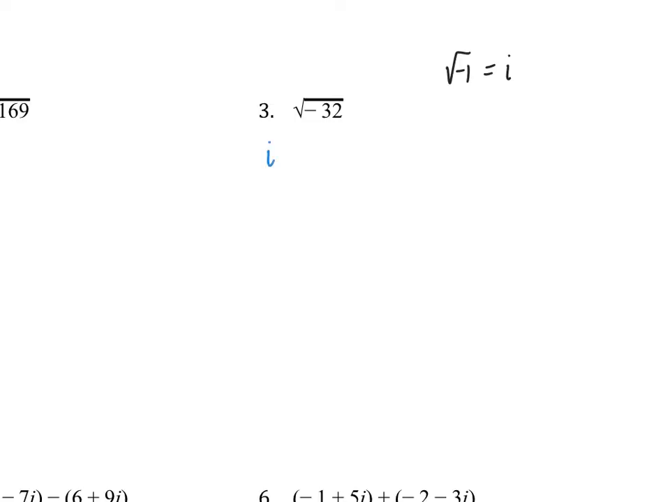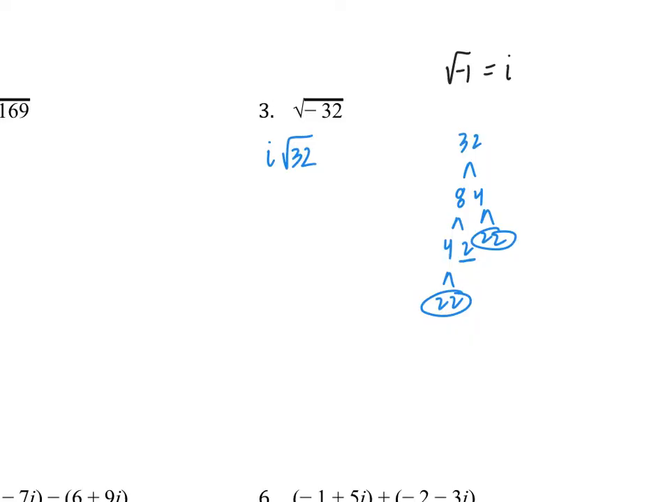So I'm going to say i square root of 32. Anytime you see the square root of a negative number, you're going to go ahead and take out an i, because we know that the square root of negative 1 is equivalent to i. Then from there, I'm going to use a factor tree to simplify 32 if I can. So I've got 8 times 4, 4 times 2, 2 times 2, and 2 times 2. I'm going to circle pairs because this is a square root, and then underline anything that's left over.